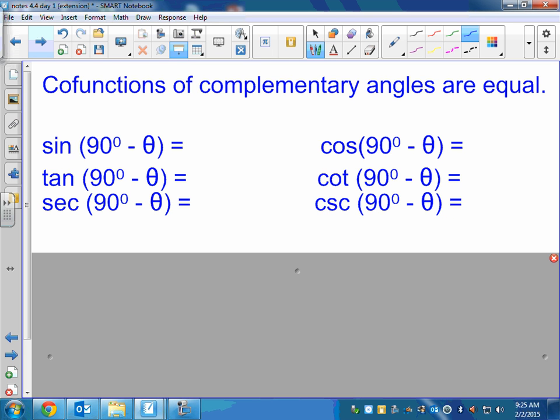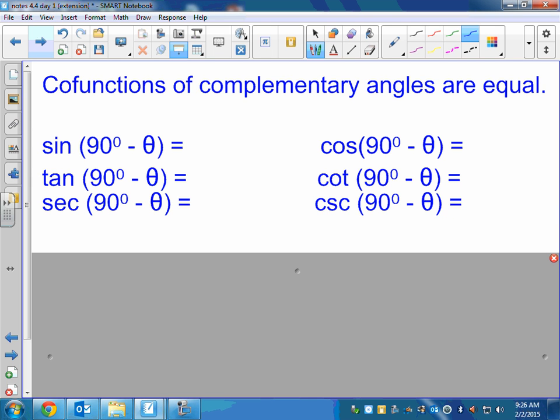It's a nice little sentence here. Co-functions of complementary angles are equal. What does complementary mean? Like on your last test, you had to find a complement and a supplement. What's complementary? They add up to 90 degrees or they add up to pi halves. So that's what complementary means.